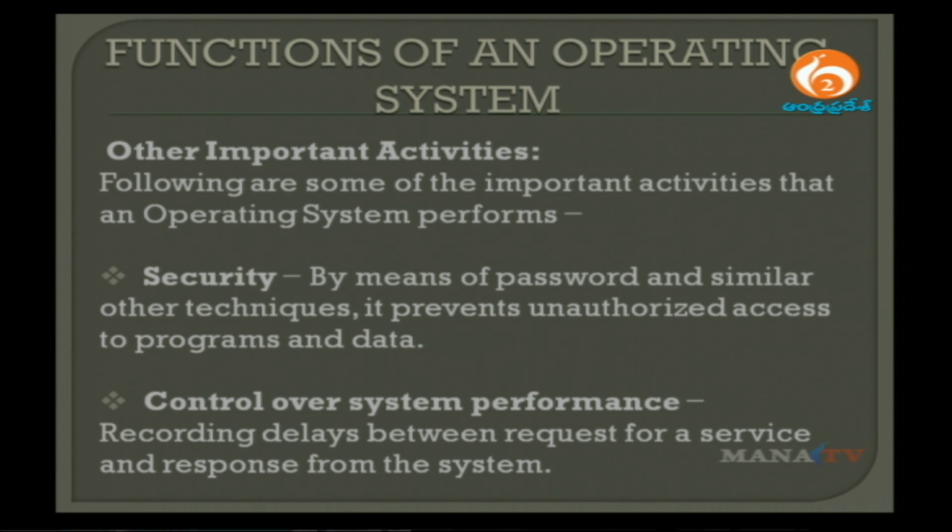We have other important activities, that is, following are some of the important activities that an operating system performs: security and control over system performance. So, now let me take you with the security. By means of password and similar other techniques, it prevents unauthorized access to programs and data.